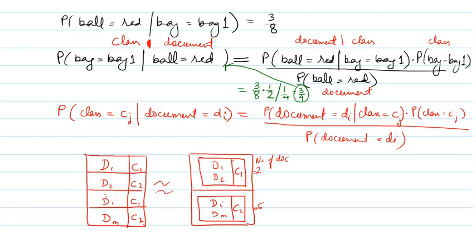And the probability of document is equal to Di can be calculated just by taking the counts of this document divided by the total number of documents. So the probability of D1 is equal to the count of D1 divided by the total counts present in all the documents, right? So in this way we can just apply the Bayes theorem to the text classification. Hope you understand. So the rest we will continue in the next class.